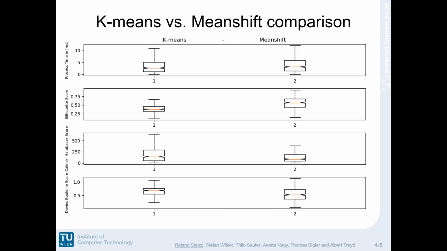K-means and mean-shift were compared regarding their computation time. Furthermore, we wanted to test the quality of the formed clusters by the use of scoring algorithms. We used 3 different analysis methods: silhouette analysis, Calinski-Harabasz score, and Davies-Bouldin score. The results can be seen in the box plots.